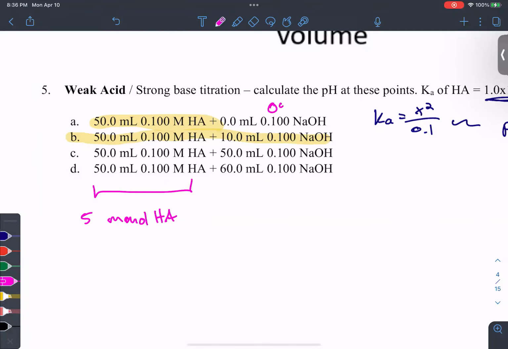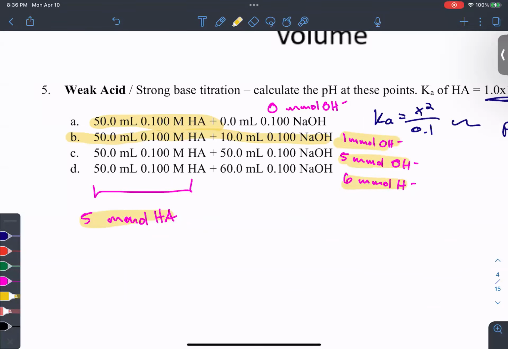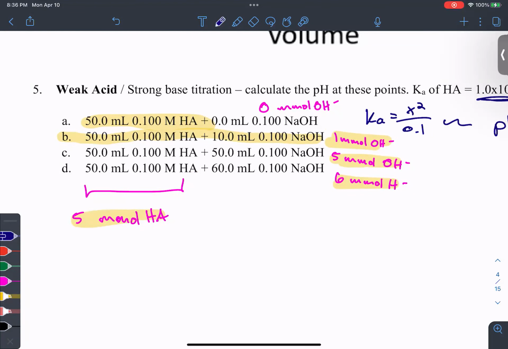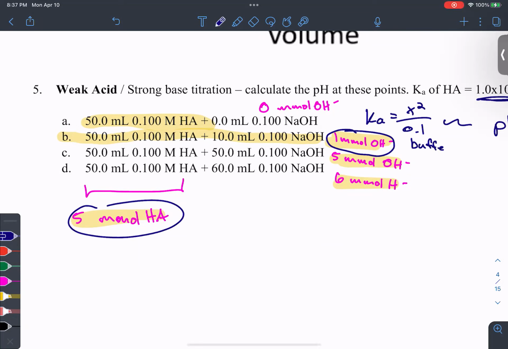So in the first one, we had 0 millimoles of base. In part B, we actually have 1 millimole of base. In C, we have 5 millimoles of base. And then in the last one, we have 6 millimoles of base. So hopefully you can see just by comparing these numbers, where we are on the titration curve for all of them. In part B, when we react 5 millimoles of acid and 1 millimole of base, where are we on that titration curve? Buffer, yes, this is our buffer, right?